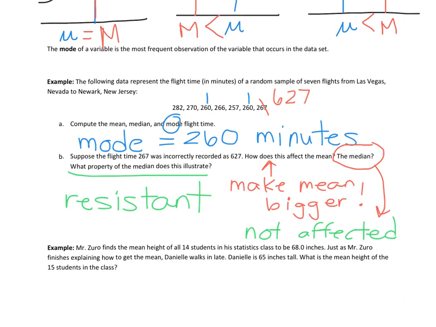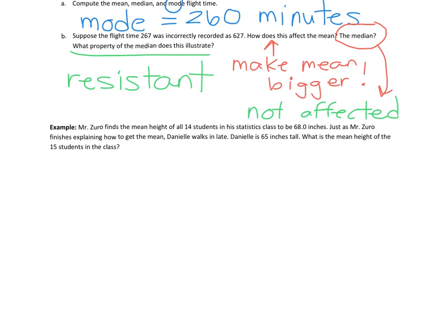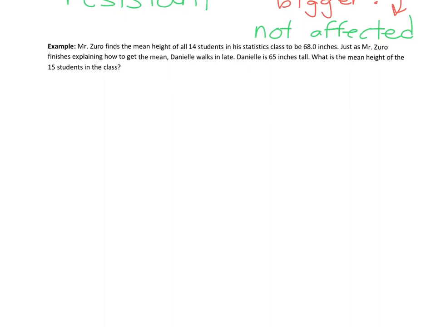All right. Final example is an application, and one that reminds us not to rely too heavily on our calculator. So we have that Mr. Zorro finds the mean height of all 14 students in his statistics class to be 68 inches. Just as Mr. Zorro finishes explaining how to get the mean, Danielle walks in late. Danielle is 65 inches tall. What is the new mean height of the 15 students in class?